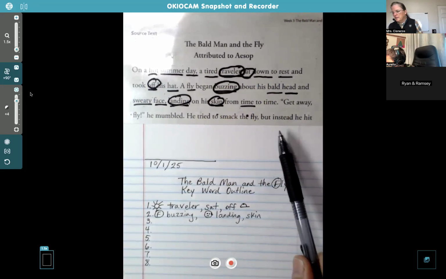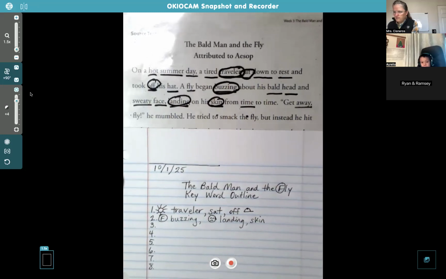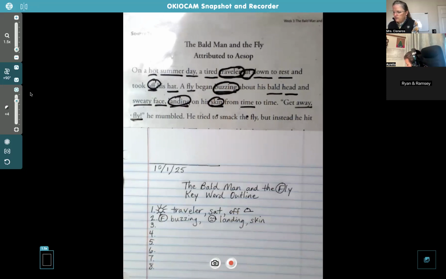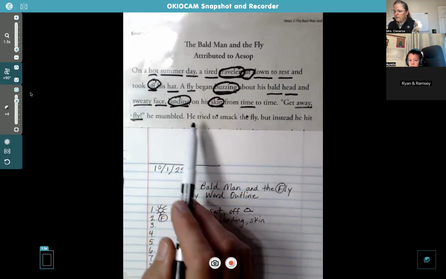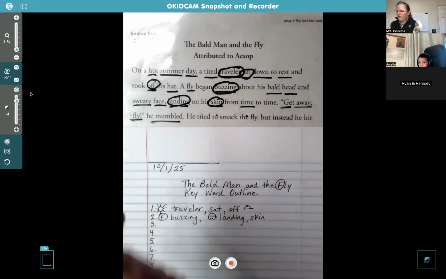Okay, look at the next sentence. This one's for you, Raishan. It says, "Get away, fly," he mumbled. What are the key words in that sentence? Away. Good. Fly. Good. The end is right here after mumbled. Then mumbled. Yeah, I think so too. And maybe get. Okay, so get away, fly, and mumbled.